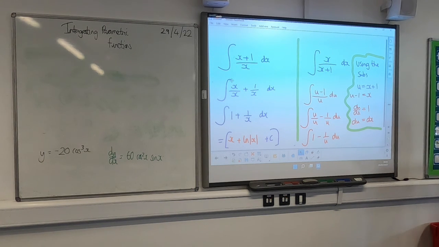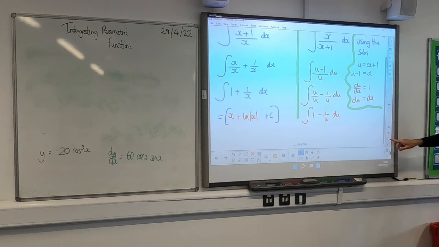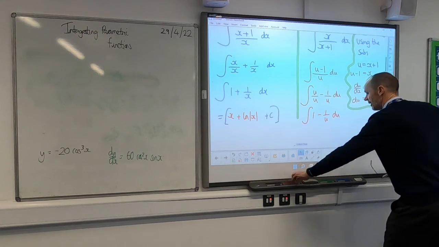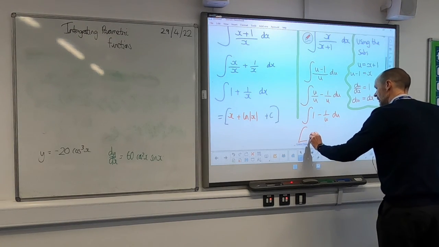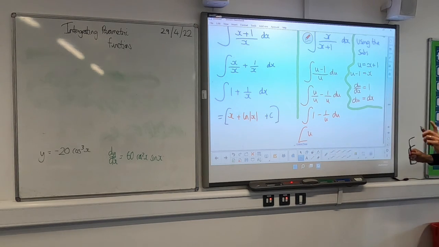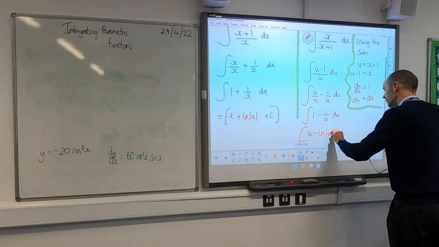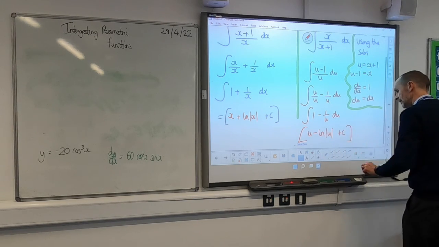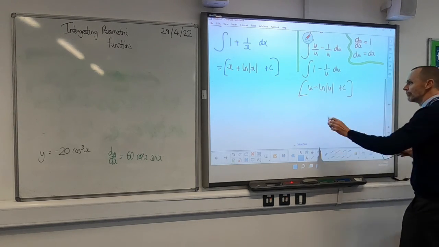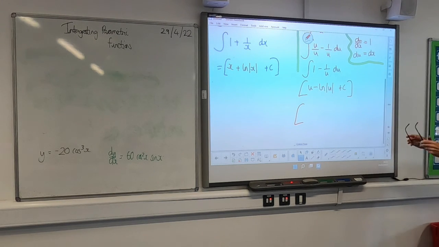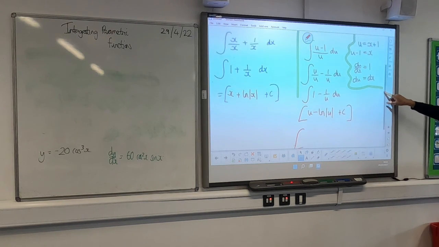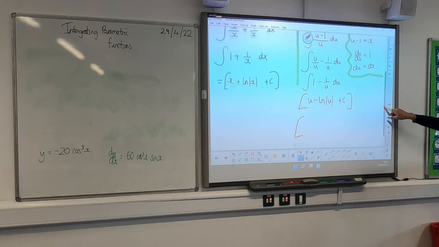So now I can split it up. And I can integrate that because that becomes u, remember u is my variable, minus the ln of u plus c. And because the original question was in terms of x, I'm going to replace u with x plus 1.